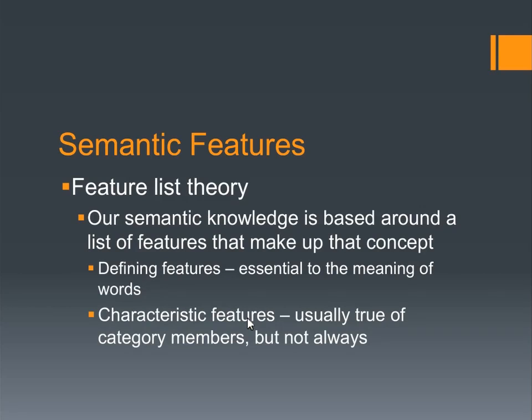Some more decomposition theories. The most popular one is feature list theory. So feature list theory is kind of like a checkbox theory. And we break things down into these lists of features that make up concepts. So features can be defining. They're essential. They're required for that word to be what it is. So birds have to have wings. Versus just characteristic. So characteristic features are usually true, but not always. So not all birds fly, so flying is a characteristic feature, but is not defining.